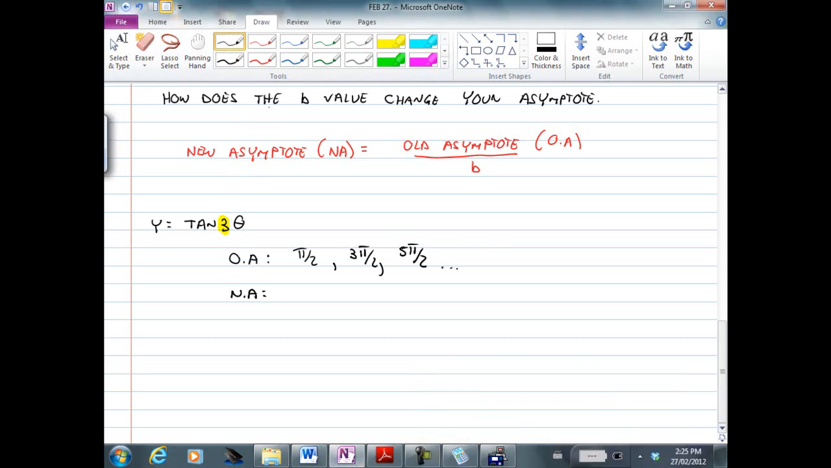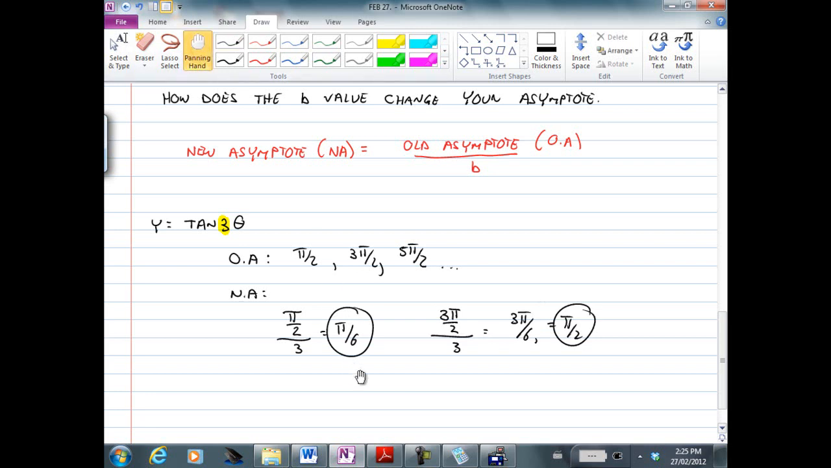To find my new asymptote, I'm going to use a formula just somewhere on the side. I take my old one divided by the B value, which becomes pi by 6. So my first one is pi by 6. Second one, I do the exact same concept. There's no tricks to it, which is 3 pi by 6, but really I can rewrite this as pi by 2. So how many do you have to do? Just do about 2 or 3 is fine.